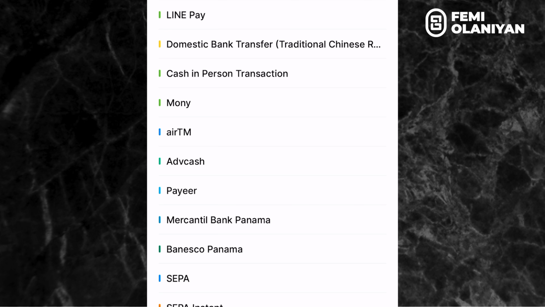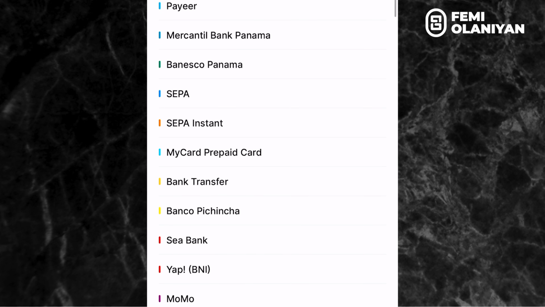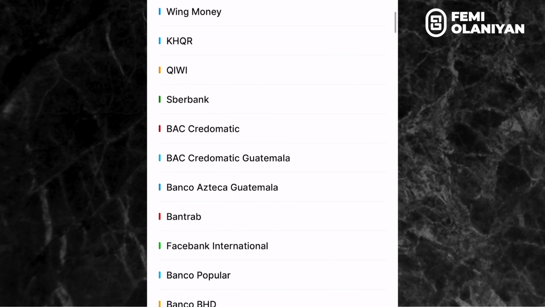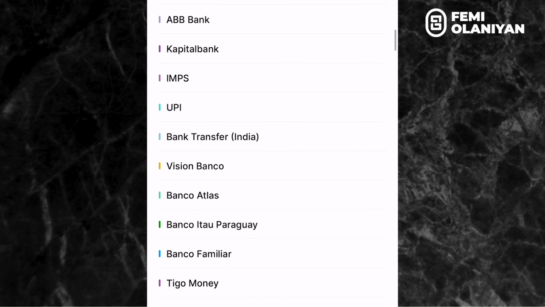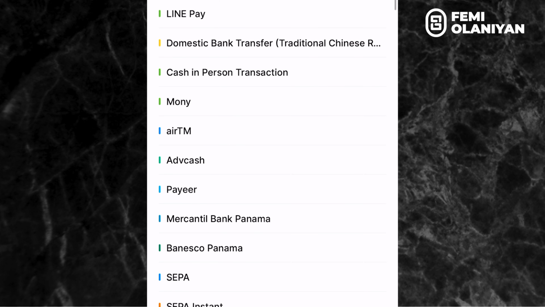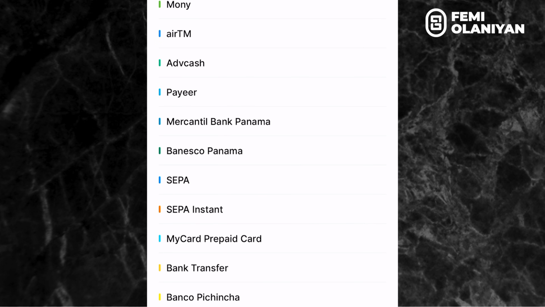So for me, I want to use bank transfer. I want the person to send my money to me via bank transfer because I want to get it in my bank. But you can see other payment methods right here. There are multiple payment methods right here. You will almost find any payment method you are looking for. But right here is bank transfer, so you can see it. I'll just click on bank transfer right there.